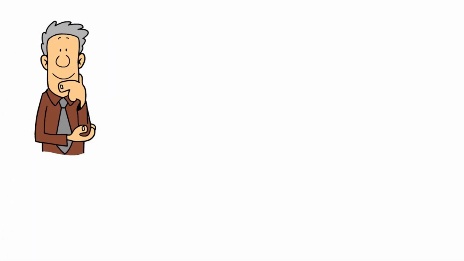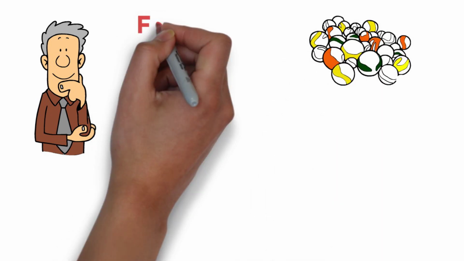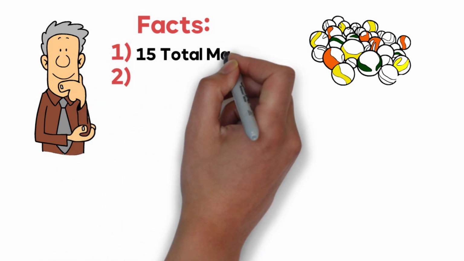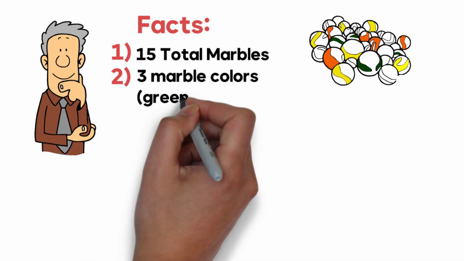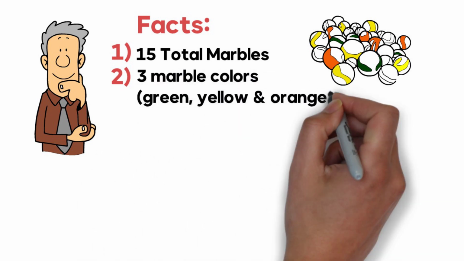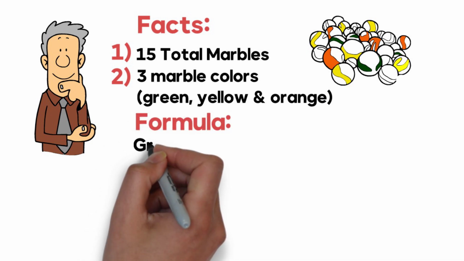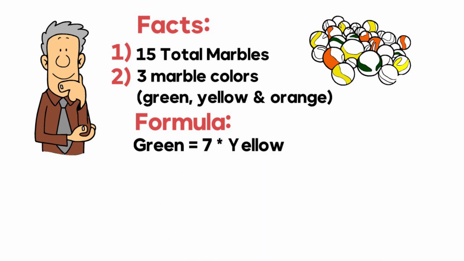Interesting problem, don't you think? To solve this type of problems, let's separate facts from the formulas. We have 2 facts. We have 15 total marbles, and marbles are of 3 different colors: green, yellow, and orange. And the formula that we are presented with is that there are 7 times more green marbles than yellow marbles. How does it help us?